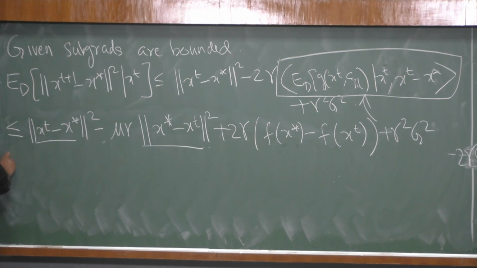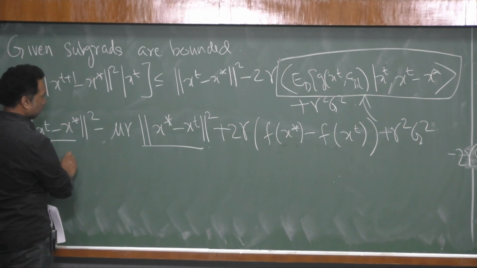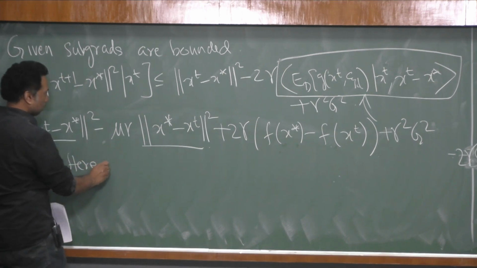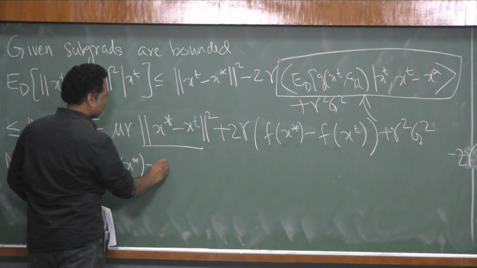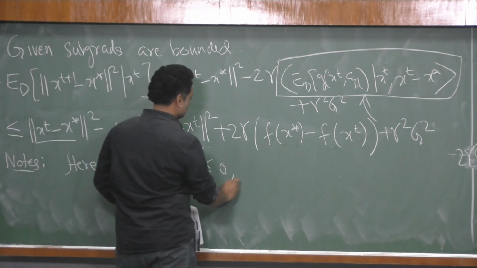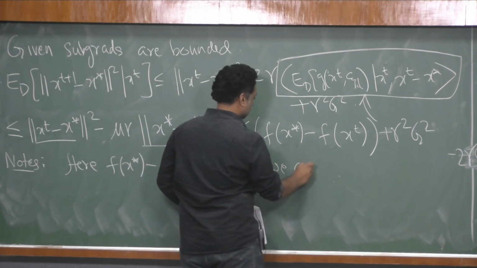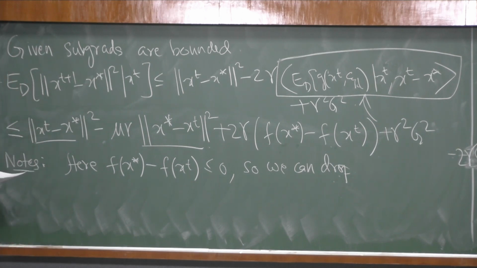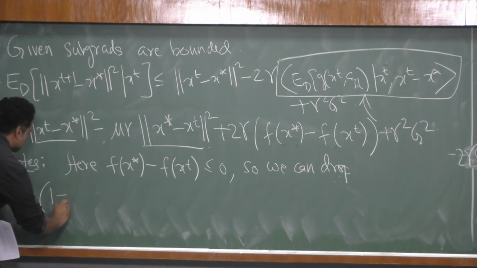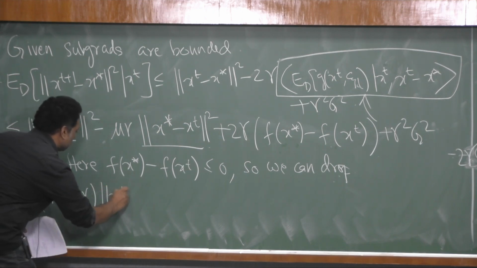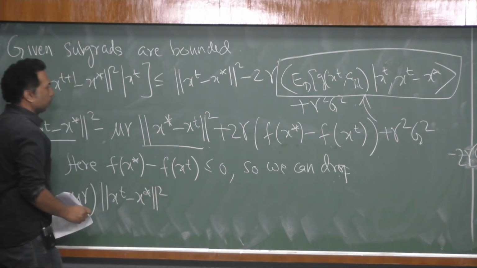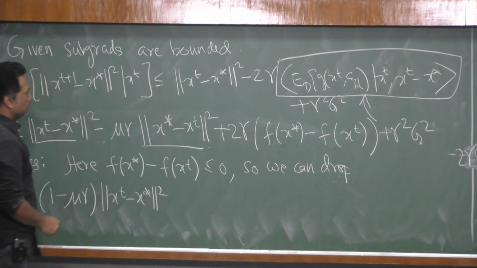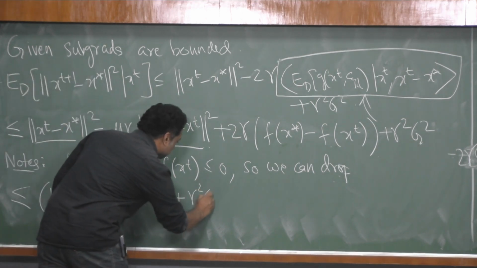So we can write this here in the notes, because usually sometimes we forget. In this case it's hard to forget. There's a video also. So here fx star minus fxt is less than equal to 0, so we can drop this. So this is the thing we will do. We will take common and drop that, and hence we continue to have this less than equal to sign, and this is 1 minus mu gamma norm of xt minus x star whole squared, and then we have just the last term, which is gamma squared g squared.